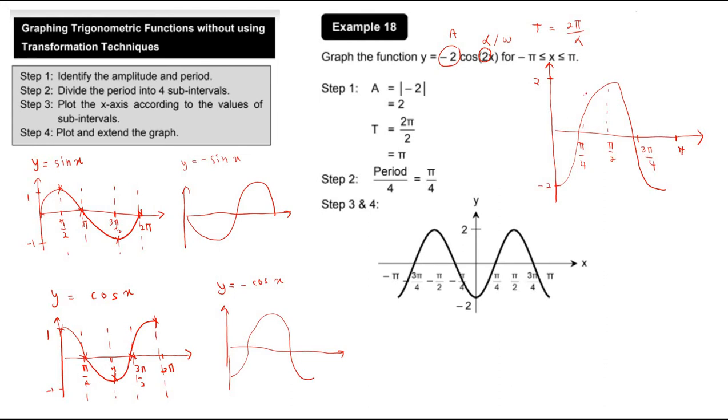But the question wants us to sketch from x equals negative pi until x equals pi. So, kalau one complete cycle ni from 0 until pi saja, sebab tu kita do another cycle, sebab soalan nak from negative pi until pi. Tambahkan je lah satu lagi cycle.